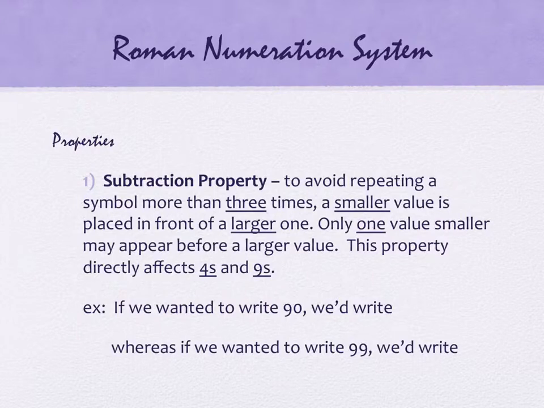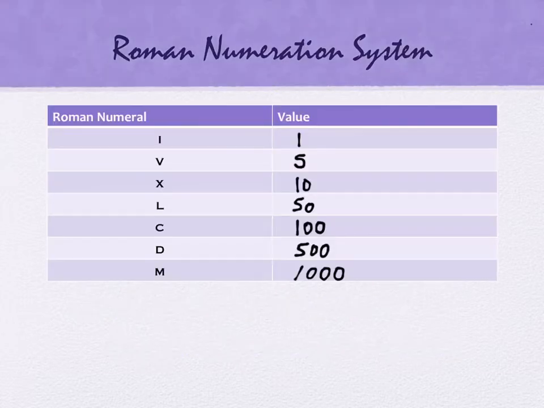So for example, if we wanted to write the number 90, okay, so I'm going to flip back to my previous screen. So 90 is close to 100, right? So either you could think I'm going to write a 50 and 4 tenths. That would make 90.